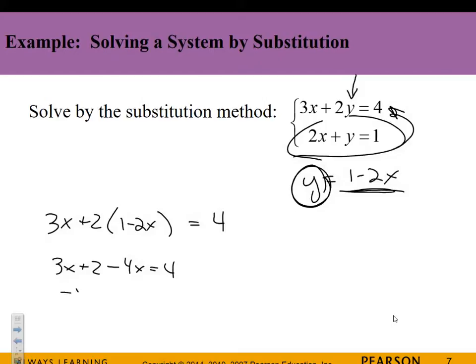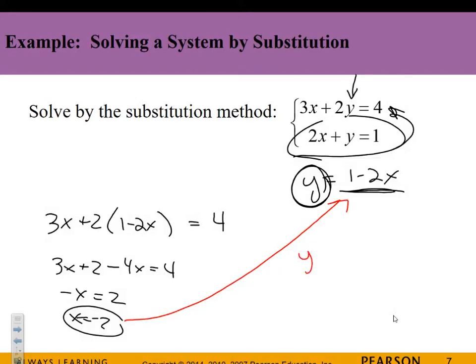So what do we have here? Negative x is equal to 2. Therefore, x is equal to negative 2. What did you plug that into? The y. So to get your y, you're going to come over here where y equals. So y equals 1 minus 2 times negative 2. Therefore, y is equal to 5. It's negative 2, so you would get 1 minus 2 times negative 2, which is 5. Question, since I solved it, should I check this? Yeah. You should still check it.